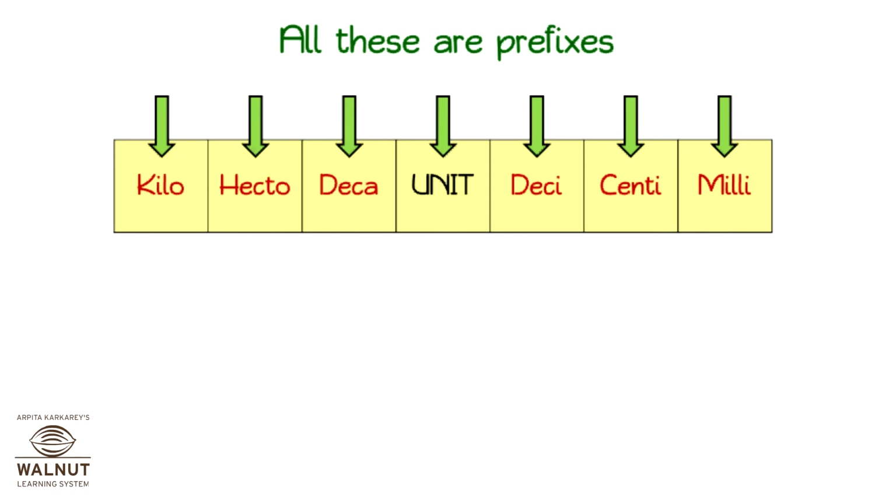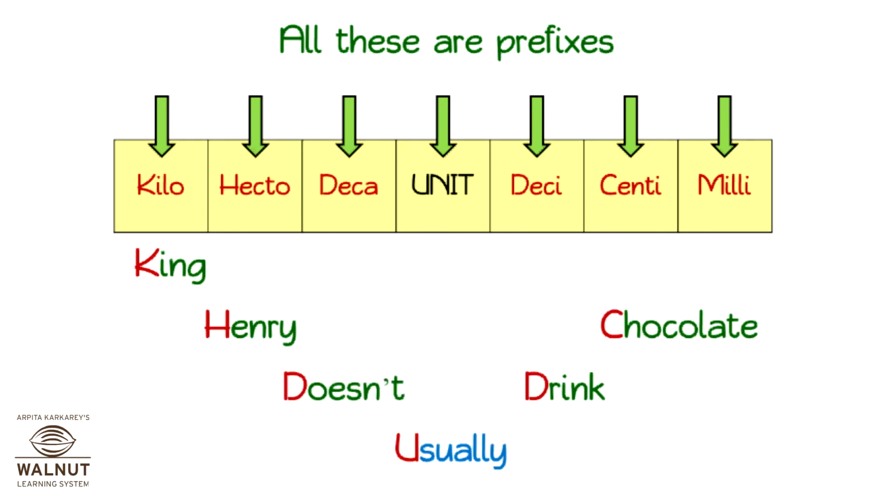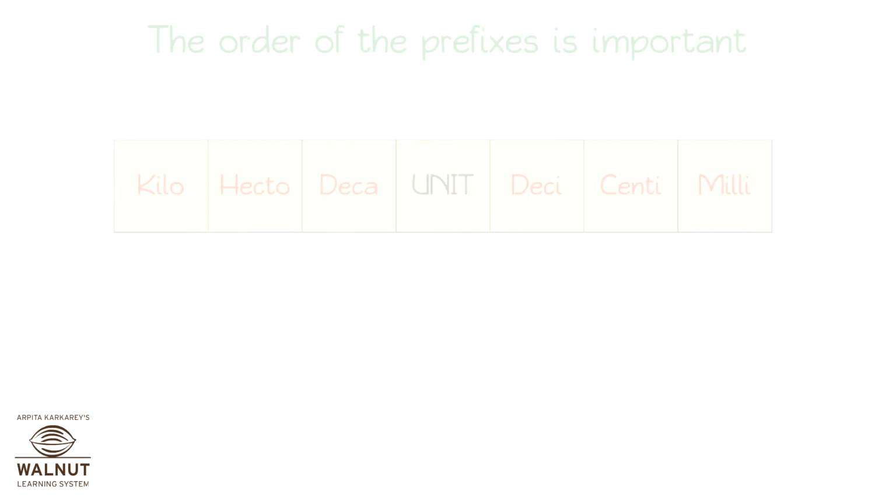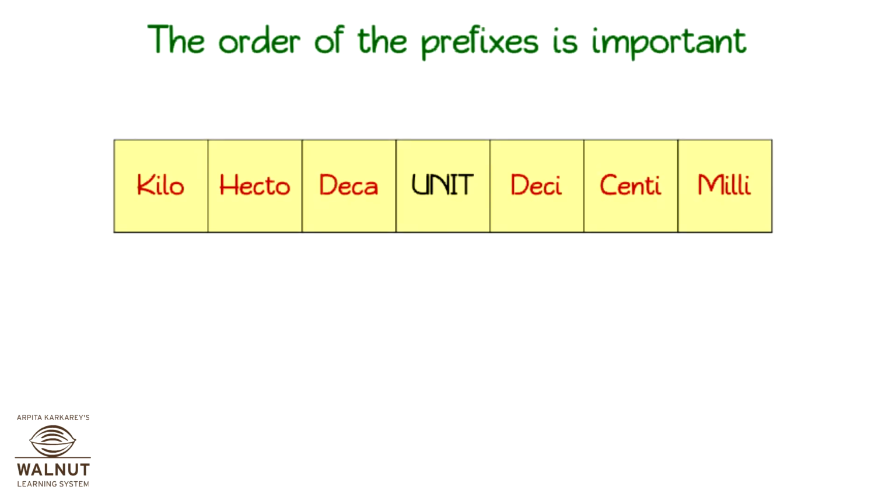Here is a trick sentence to help you remember the order. King Henry doesn't usually drink chocolate milk. The first letter of each word stands for a prefix. Usually, in the middle, stands for the unit depending on what we are measuring. It can be meters, grams, or liters. The order of the prefixes is important. You can use the trick sentence to help you remember the prefixes.